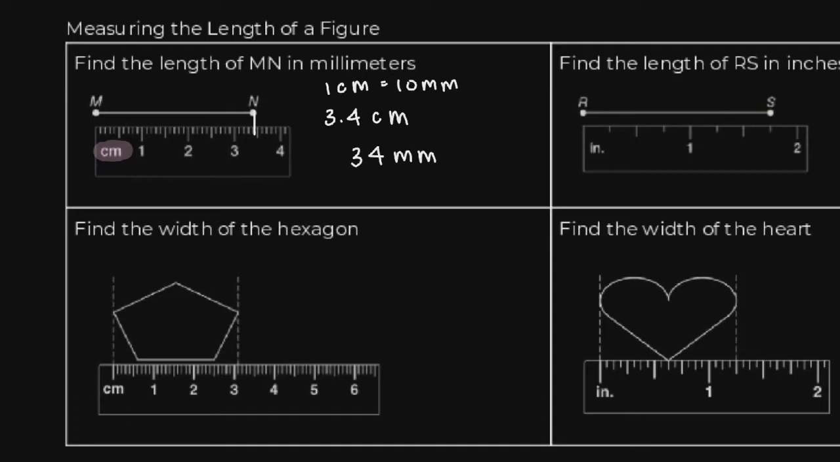In the next example, we have a hexagon, and the dashed line shows us that this is at 3.1 centimeters. And make sure you're using the same units as on the ruler. So on the ruler it tells us that it's centimeters.